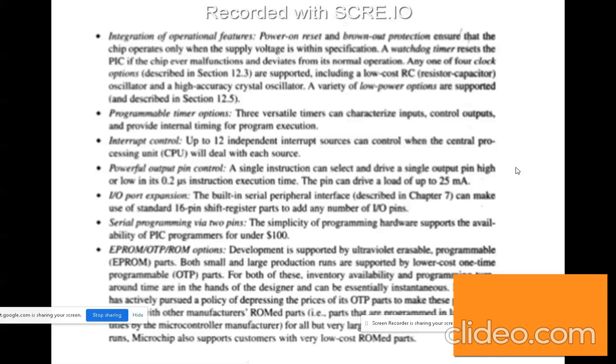And then the watchdog timer. Can anyone say what a watchdog timer is? It is nothing but a timing circuit which is used in the processor. Can any one of you answer me?